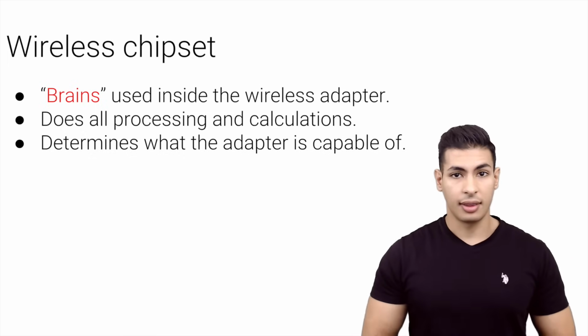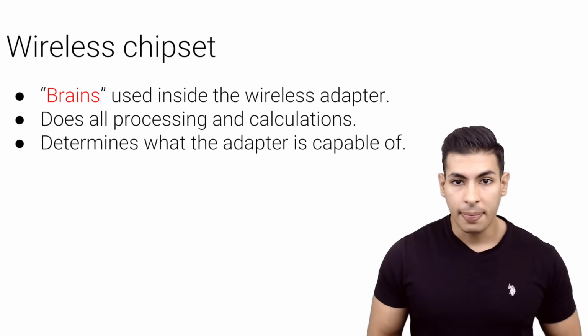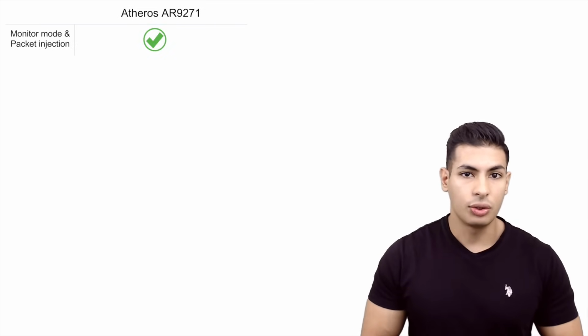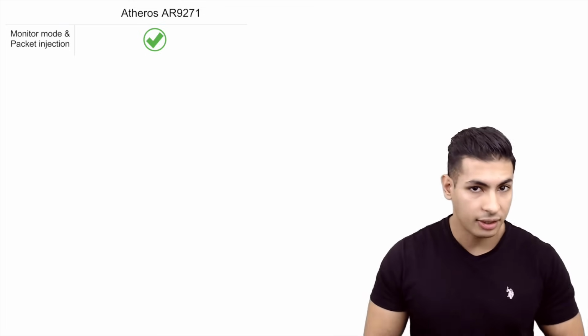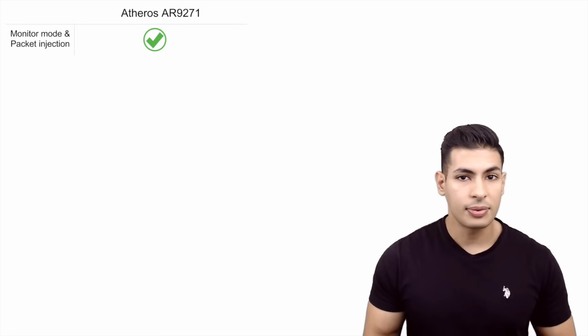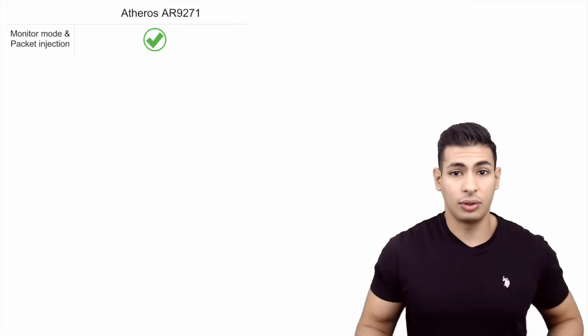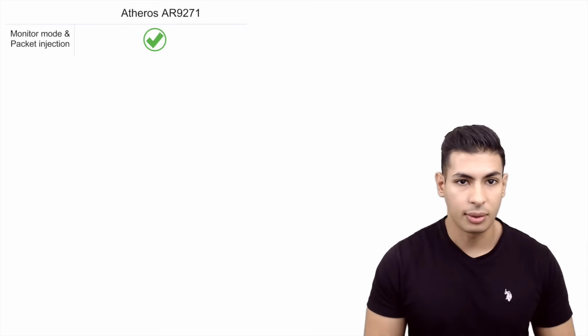Now, there are a lot of chipsets that support monitor mode and packet injection and Kali Linux. The best one, in my opinion, is one that's made by Atheros, and its model is AR9271. This chipset supports monitor mode, packet injection, and master mode, so you can use it to create fake access points, you can use it to hack into networks, and you can use it to inject packets. You can use this chipset to do all the attacks that I show in my courses and pretty much all the attacks that you could do using aircrack-ng. I actually don't know of an attack that this chipset doesn't support.